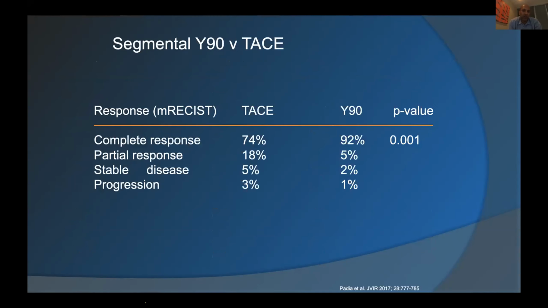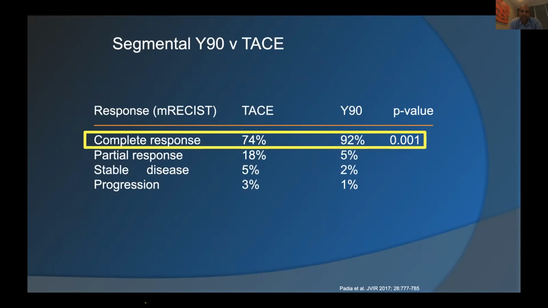Okay, so more importantly, let's look at the response rates. And when we look at the tumor response rates, categorized into the standard 4 categories, the ones we're always concerned about are complete response or objective response. And you will notice that the complete response rate was 74% for TACE, which is pretty much in line with most other studies, but it was 92% for Y90. And when you combine complete and partial, which is objective response, it was 97%.